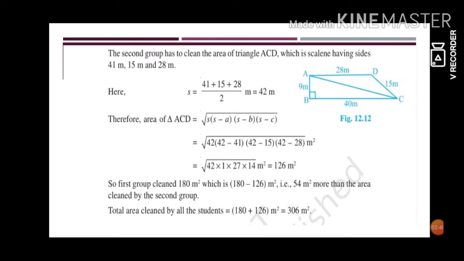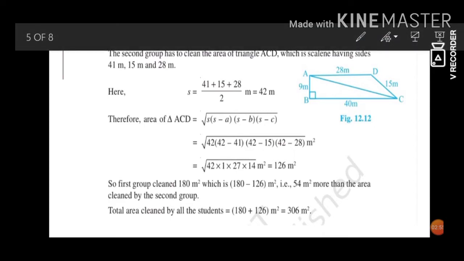Now the second group cleaned the area ADC, where AD is 28, DC is 15 and AC is 41, that we have found out by using Pythagoras theorem. Now this is a scalene triangle, so we will use Heron's formula. So first we need to find the value for S, that is semi-perimeter. That is 41 plus 15 plus 28 divided by 2, that is 42 meter.